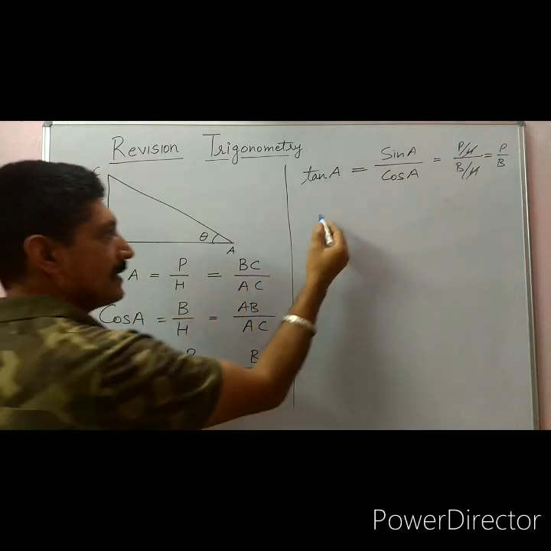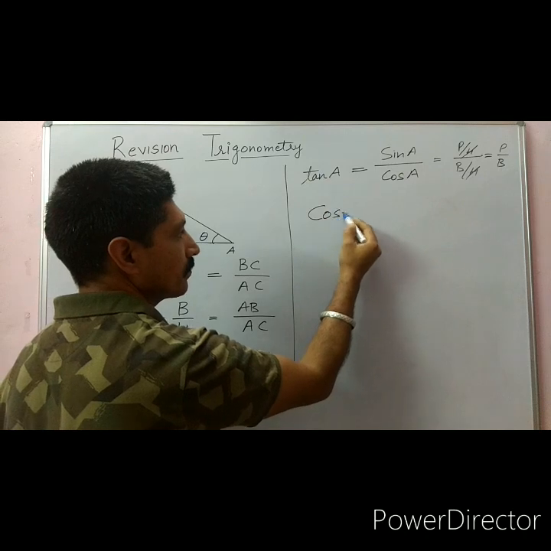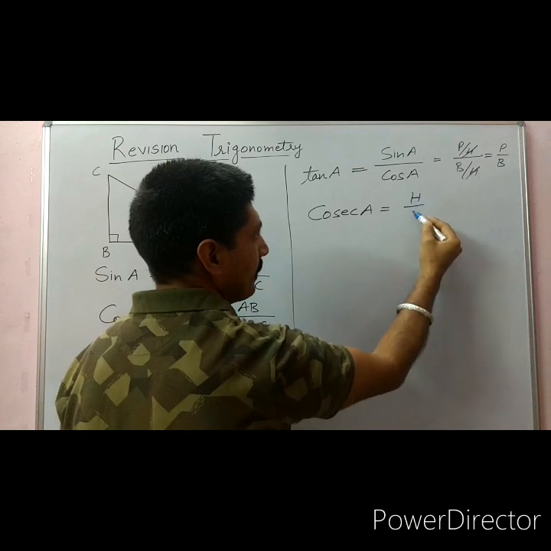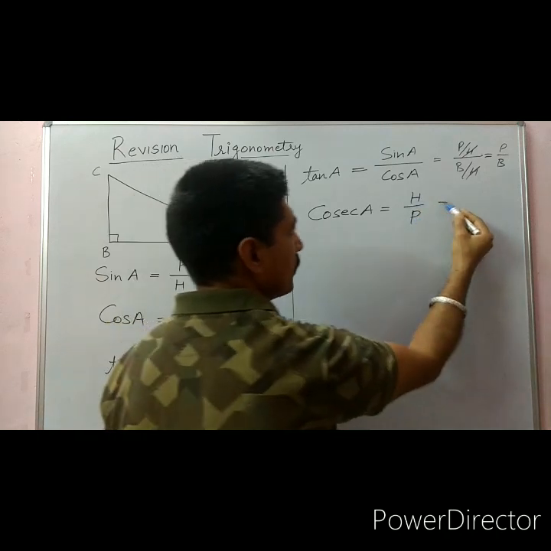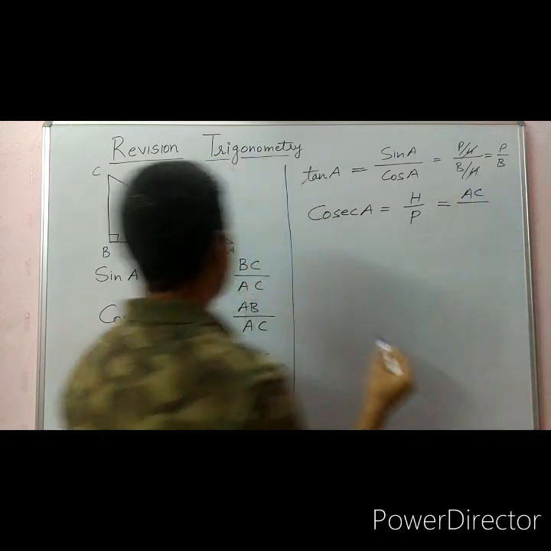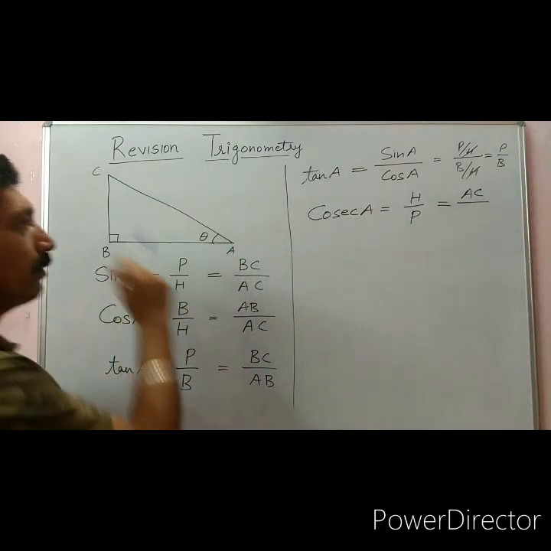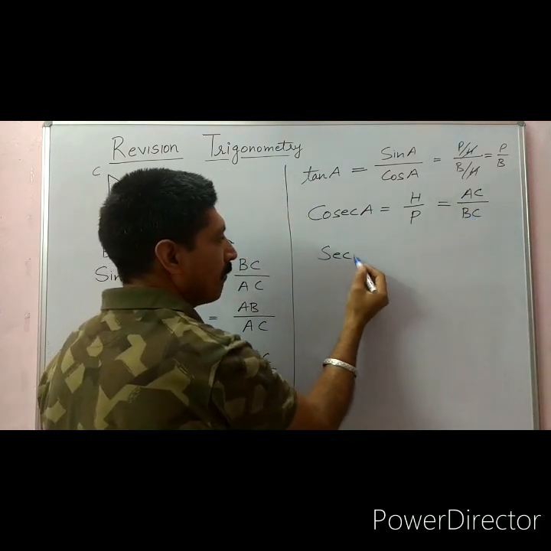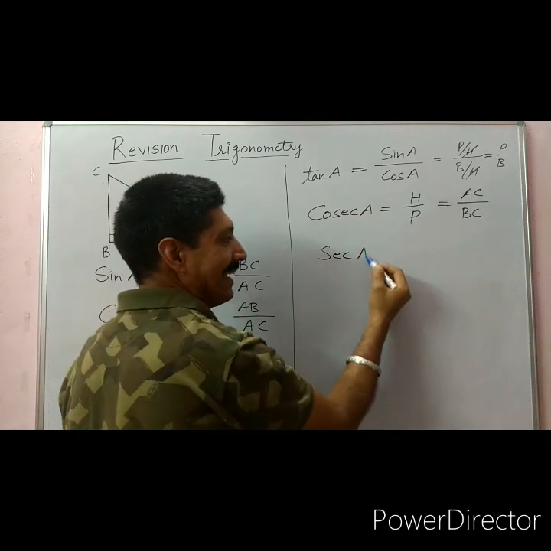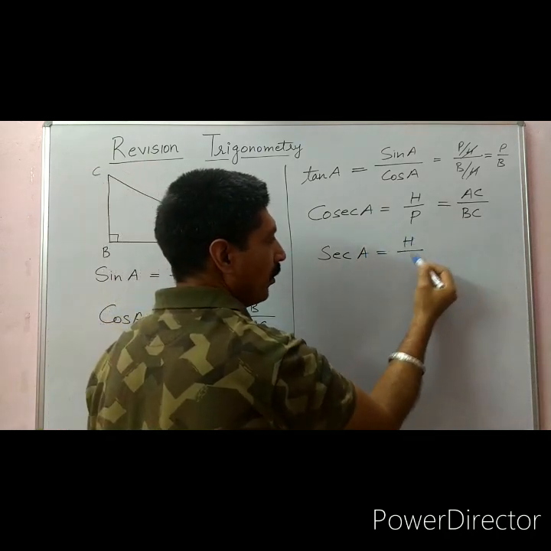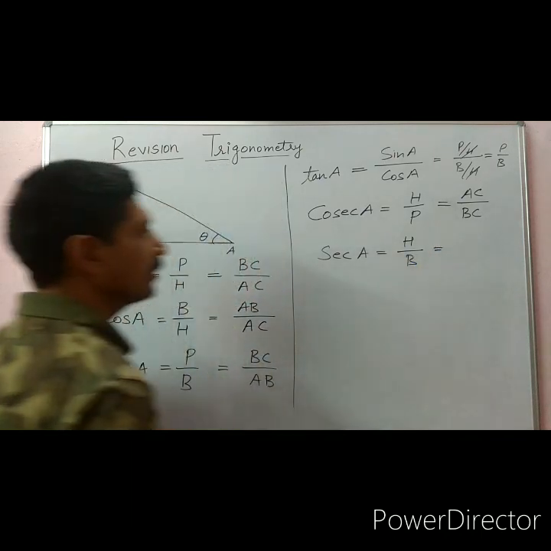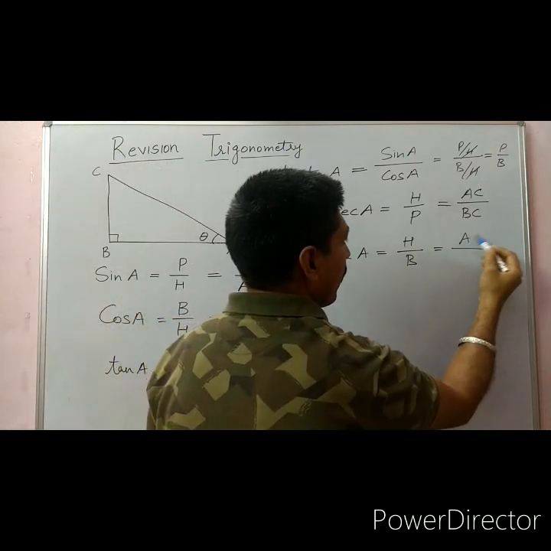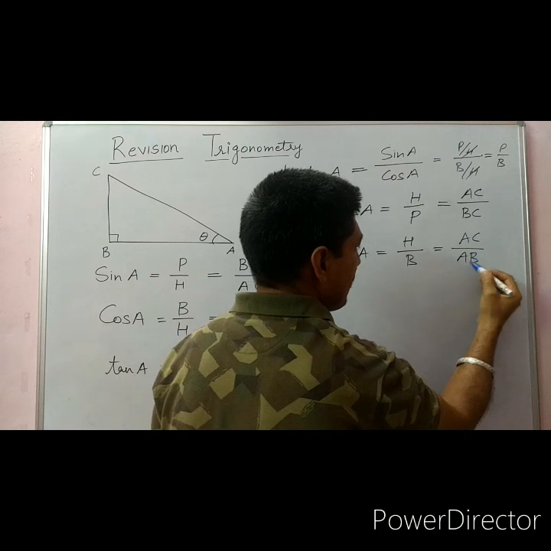Reciprocal of sine is cosecant. Cosecant of A is equal to H upon P. Here it is equal to AC, the hypotenuse, upon BC, the perpendicular. Now reciprocal of cosine theta is secant of A, that is hypotenuse upon base, which is equal to AC upon AB, that is the base.